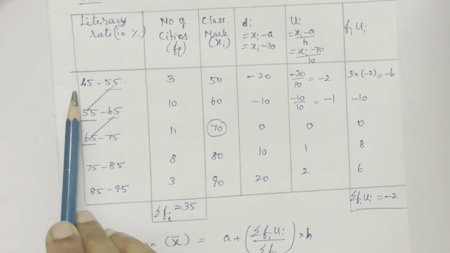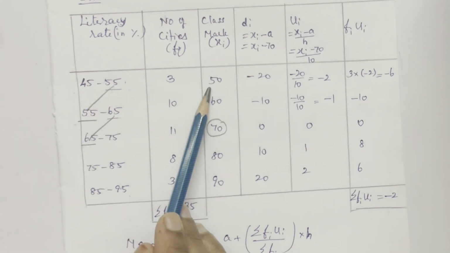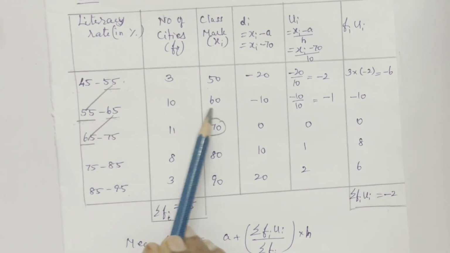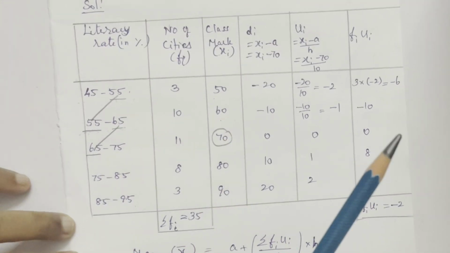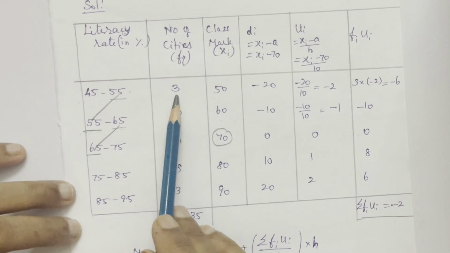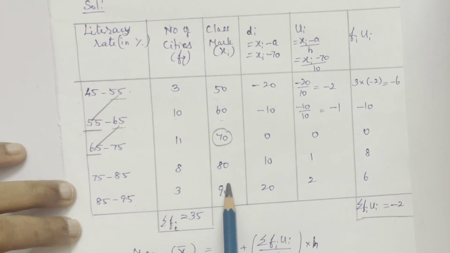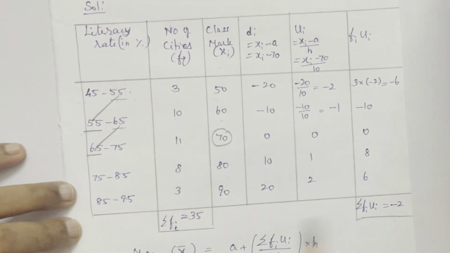Class mark is (upper limit plus lower limit) by 2. So 55 plus 45 by 2, that is 50. 65 plus 55 is 120, and 120 by 2 is 60. In that way we have to calculate the class mark. See the numbers: 3 into 50 is 150, 10 into 60 is 600. So we can multiply fi and xi directly. We can proceed with this problem by the direct method.